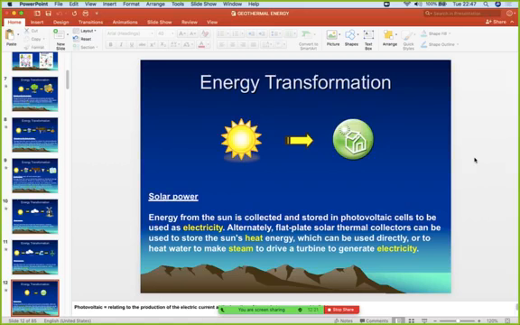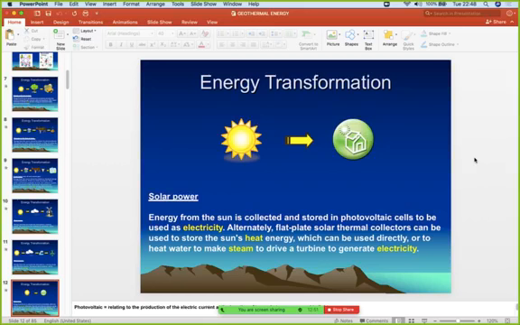No? So you know already that solar is directly transmitted, but how is the solar produced? So energy from the sun is collected and stored in what we call photovoltaic cells. We have the solar panels to be used as electricity. That is the modern means of producing energy. Alternately, flat plate solar thermal collectors can be used to store the sun's heat energy.